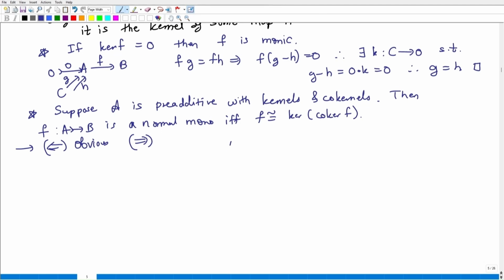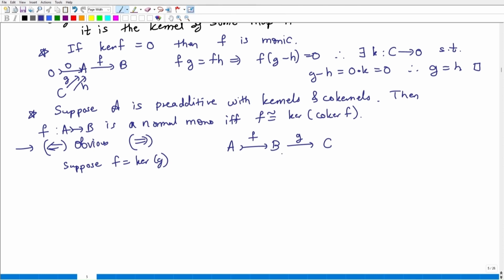Okay, so what do we start with? We are given F. Then F is the kernel of something. This is the forward direction. It is a normal mono. So F has to be a kernel of some morphism from B to C. Let me call it G. So suppose F is the kernel of G.